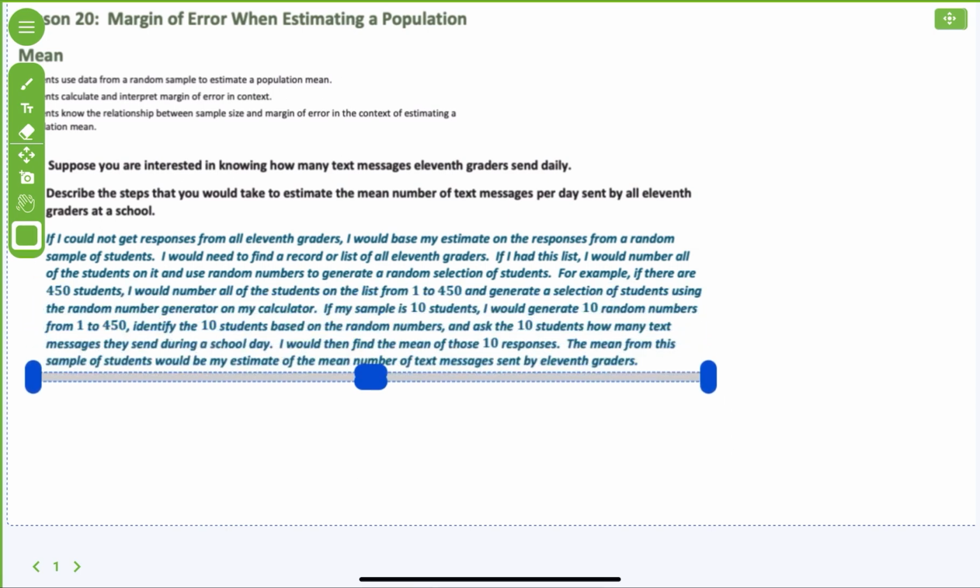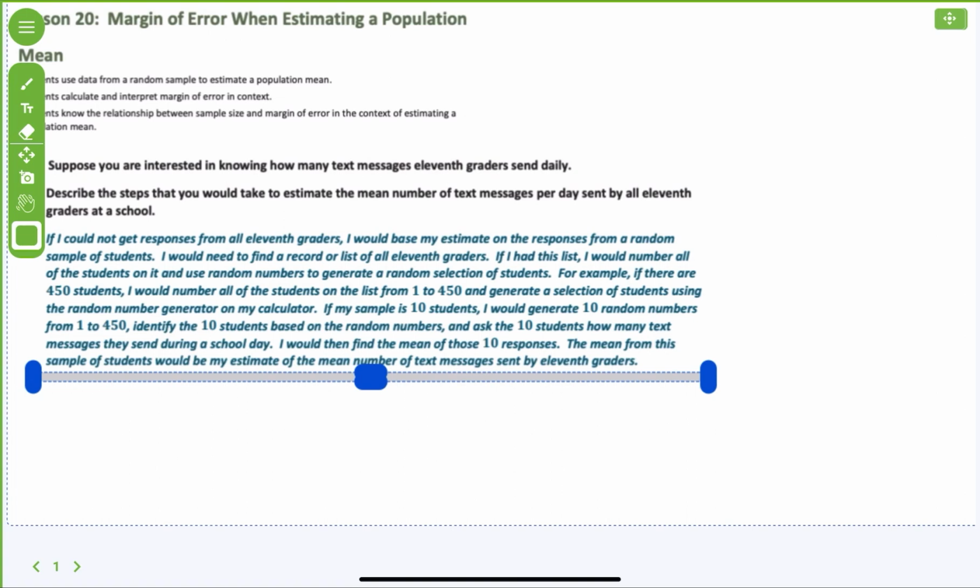If I could not get the responses of all 11th graders, I would base my estimate on the response of a random sample of students. Now, why can we do that? Because the sample should be representative of the population. So it should be reflective of all the 11th grade students, and therefore we could use the sample mean as the mean of the whole population.